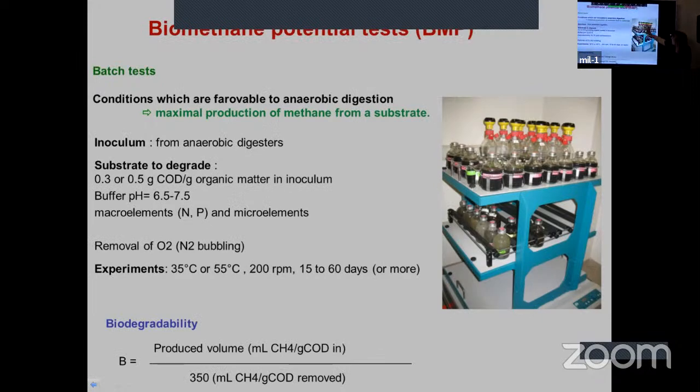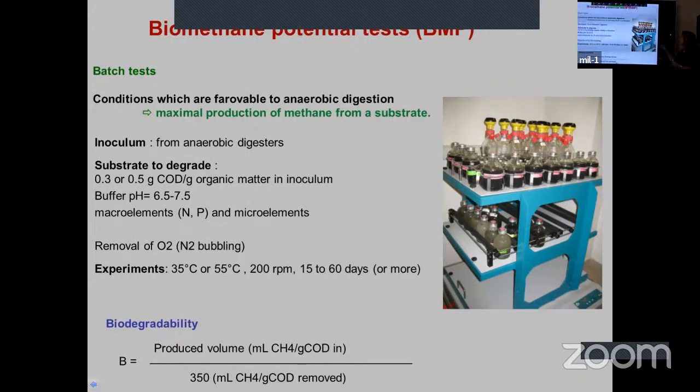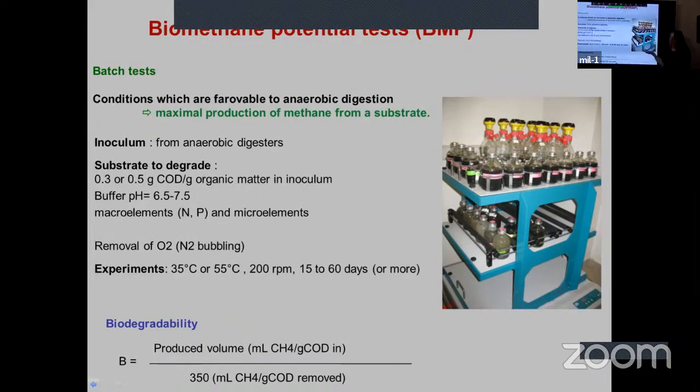So, the total volume of the bottle is 400 milliliters. Once the bottle is filled, you bubble nitrogen in order to remove oxygen, and then you put your experiment at mesophilic 35 degrees or thermophilic 55 degrees under agitation, and for 1.5 to 2 months or more, you wait until the production is finished.